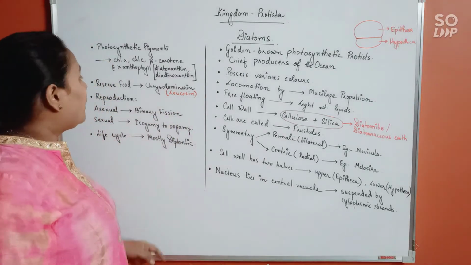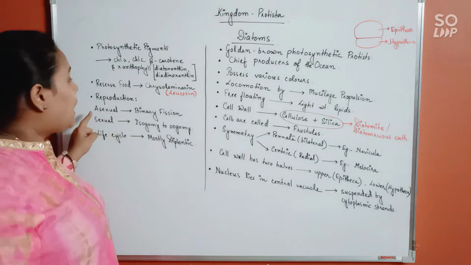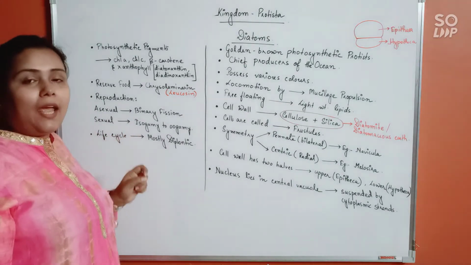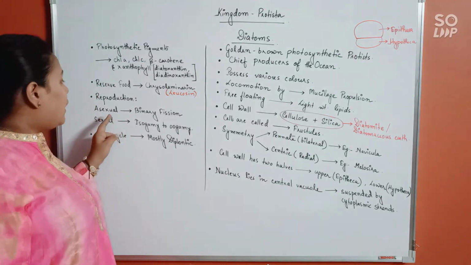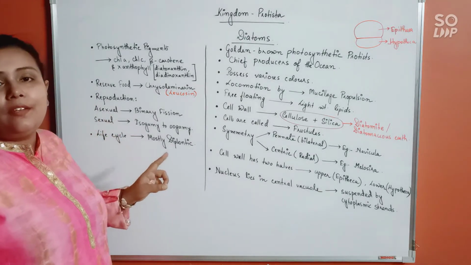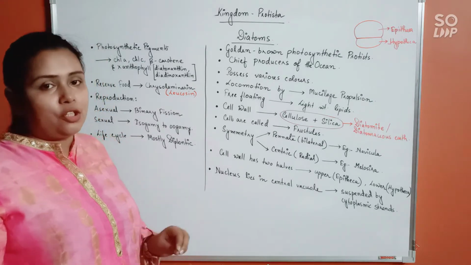Leucosin, alright. Likewise, the last thing is about reproduction in diatoms. The reproduction in diatoms can occur by two methods, that is asexual and sexual. Asexual method occurs by binary fission.